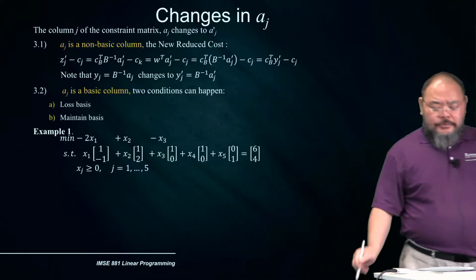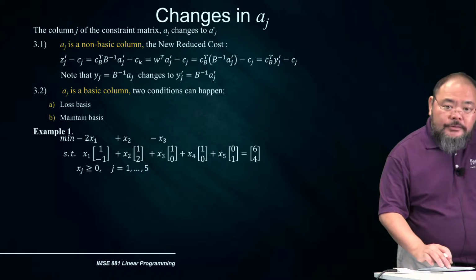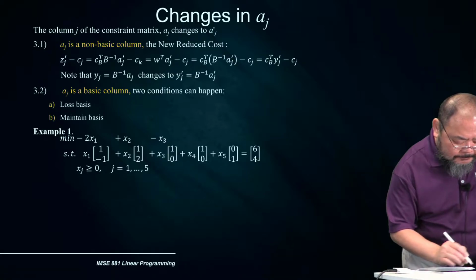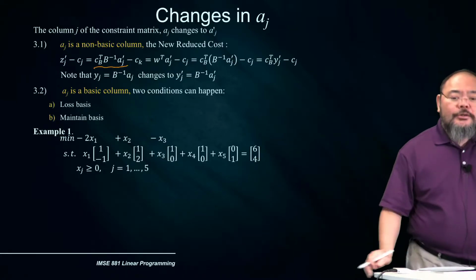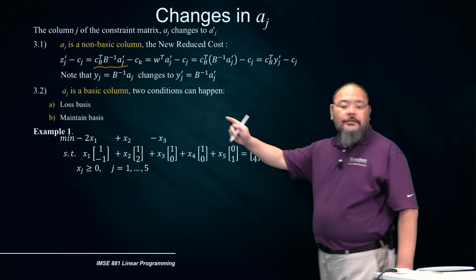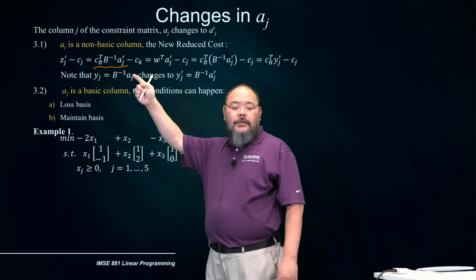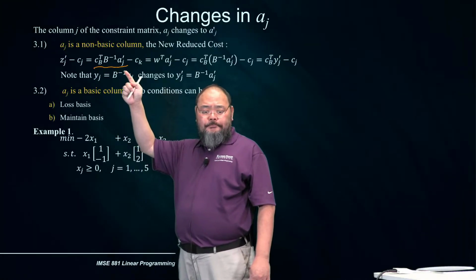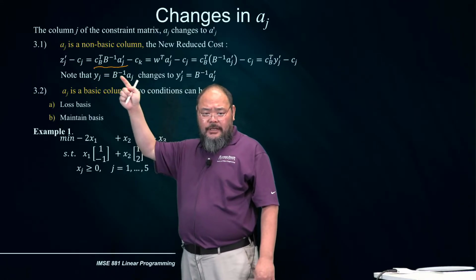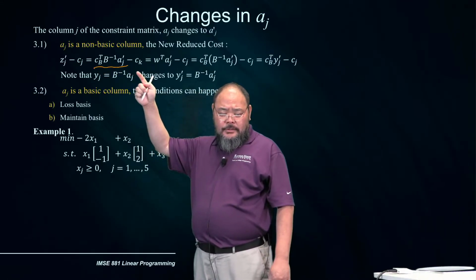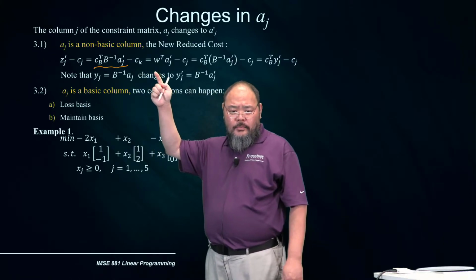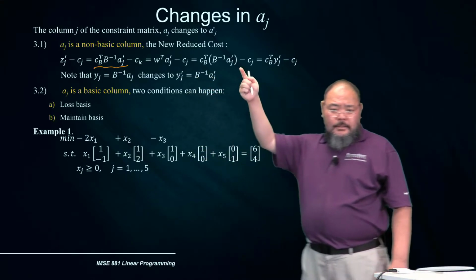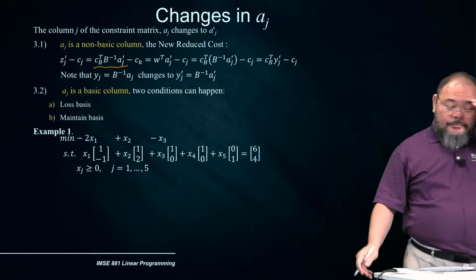Okay, why the reduced cost? The reduced cost should be, again, CB transpose B inverse times Aj. Since Aj changed from Aj to Aj prime, zj is going to change to zj prime, and this equals omega transpose times Aj prime minus cj. Okay? So this is what happened.